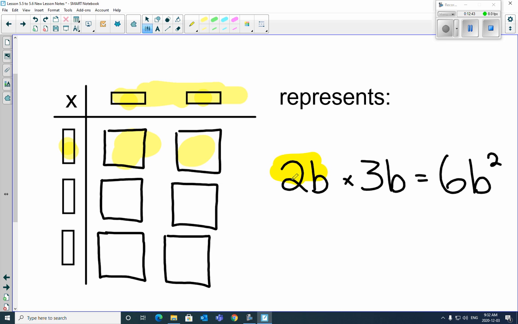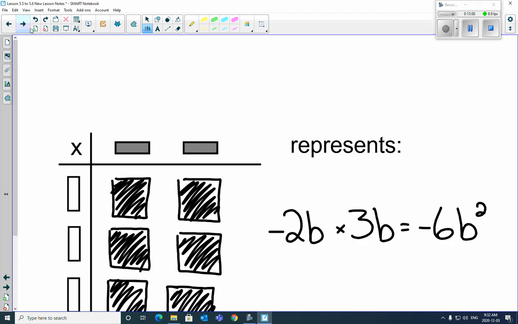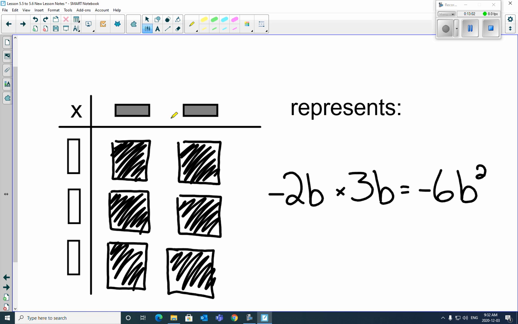2b right here, which is this one, times 3b, which is this one, yields us 6 of these guys, all positive. So yields us 6b squared. So that may make a little more sense to those that were having trouble on the previous page. Now, those were both positives. Let's throw some negatives in, see what that does. Next one. So what we have here on the top is whatever variable we want. We use b in this case. So we have negative 2b.